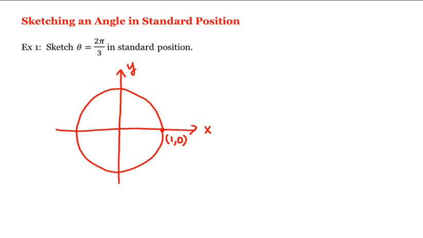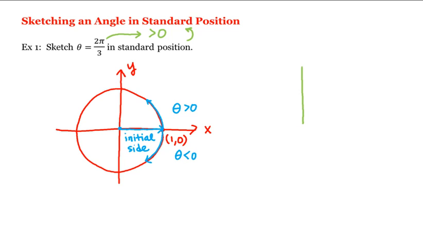Now an angle is in standard position if its initial side is on the positive x-axis. Now if theta is greater than 0, we rotate in the counterclockwise direction. And if theta is less than 0, then we rotate in the clockwise direction. And since our angle here, theta, 2 pi divided by 3, is greater than 0, we're going to be rotating in the counterclockwise direction. But where do we stop?